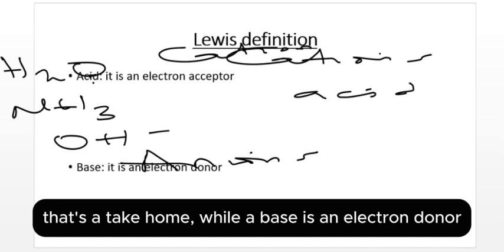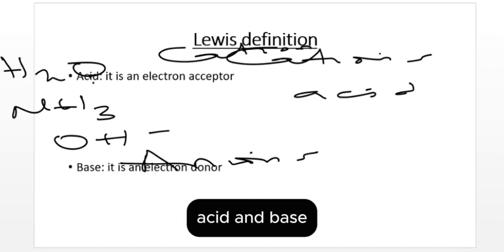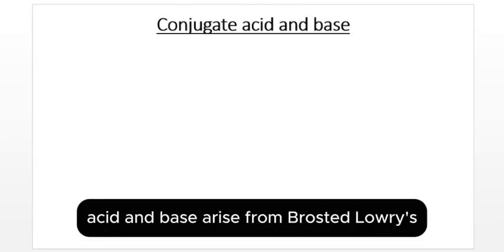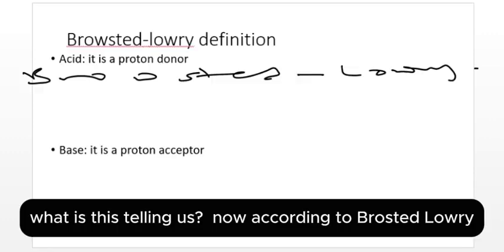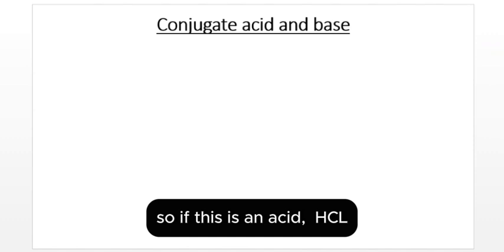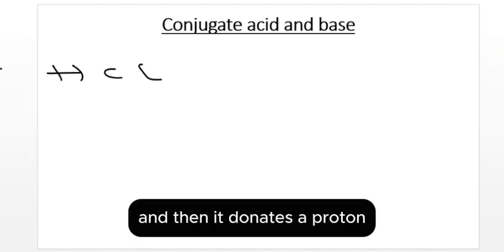an electron donor. Now, with the knowledge of this, we need to look at what we call conjugate acid and base. The idea of conjugate acid and base arises from the Brønsted-Lowry definition. What is this telling us? According to Brønsted-Lowry, an acid is simply a proton donor. So let's say this is an acid, HCl, and then it donates a proton.